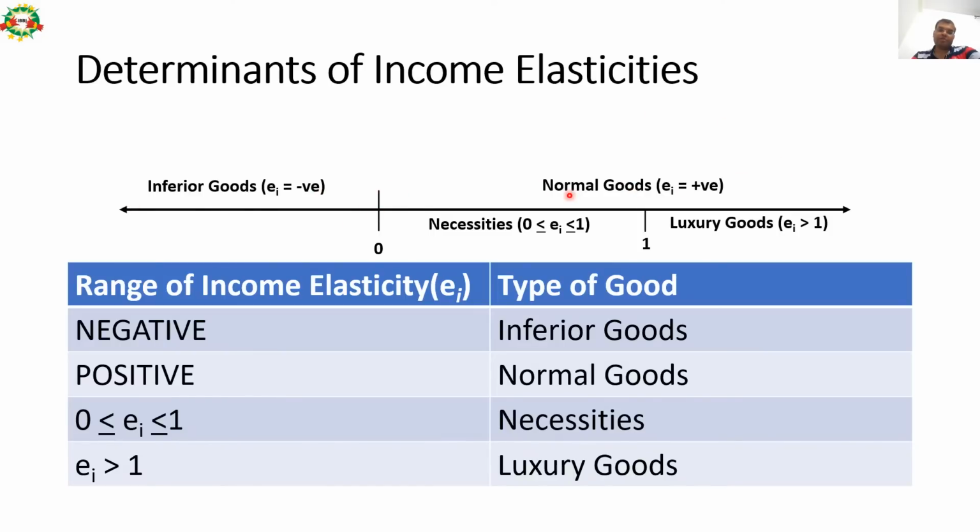Inferior good and normal good we have already discussed in session number 1. Then again, if income elasticity is more than 0 but less than 1, then it is called necessities. In case of necessities, income elasticity remains between 0 and 1. However, in case of luxury goods, income elasticity remains more than 1. And in case of normal goods, income elasticity remains positive. In case of inferior goods, income elasticity remains negative.